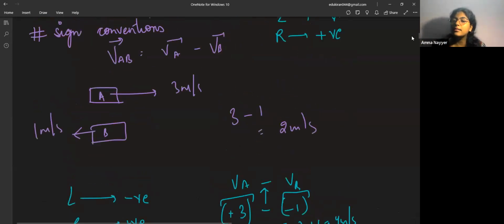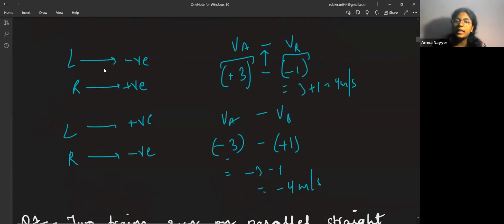Why are both the answers correct? Suppose one student has taken this sign convention. This is one set of sign convention. The person's answer is getting plus 4. Plus 4 means towards right. Answer is right. Second student, let's say, has taken this set of sign convention. Answer is minus 4. Minus is also right.